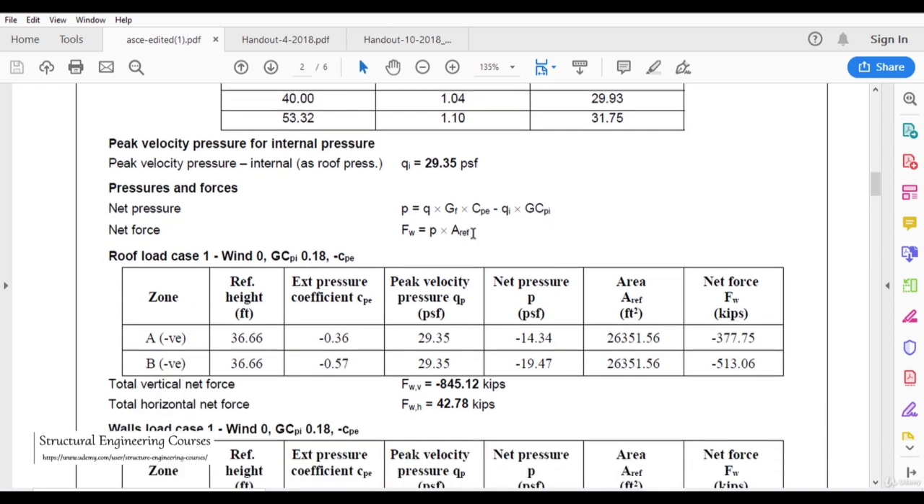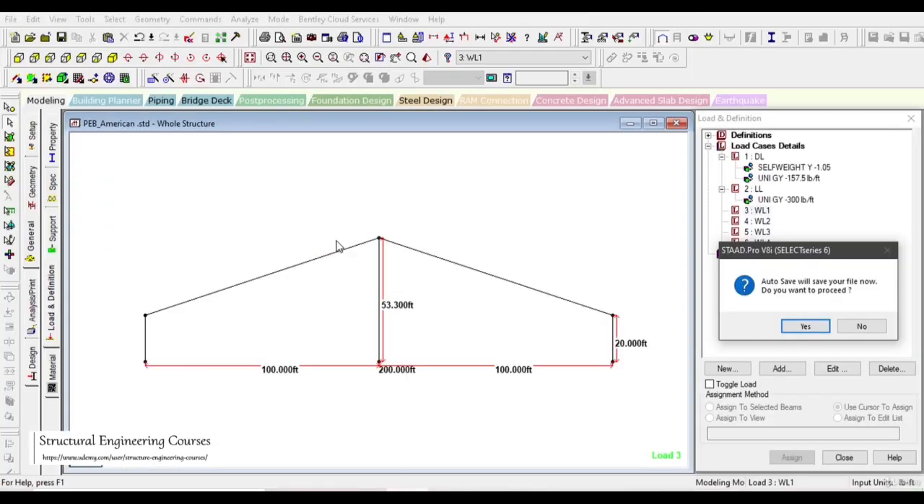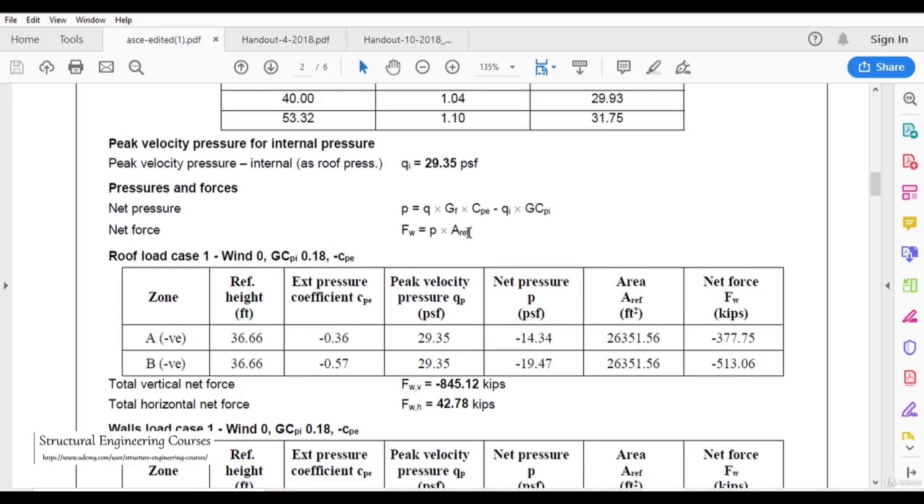So net force is nothing but this pressure into reference area. Now we shall not multiply it with area, as we are doing the portal analysis. We shall multiply it with the base spacing. So whatever P value that we are calculating here in these two cells, we shall multiply it with the base spacing. So I am repeating again this concept.